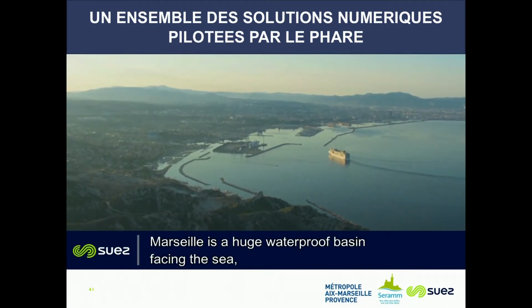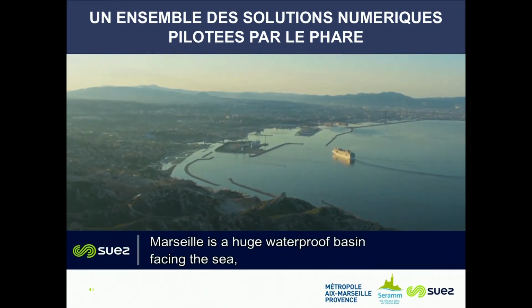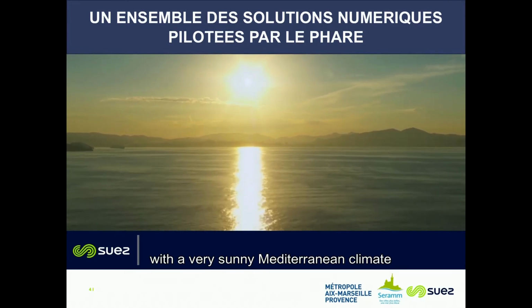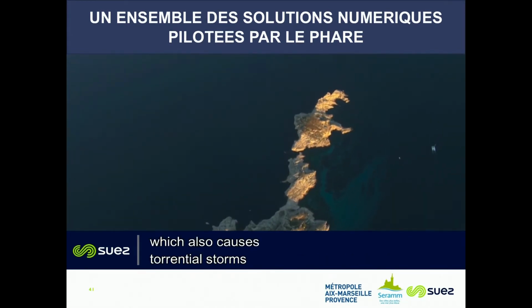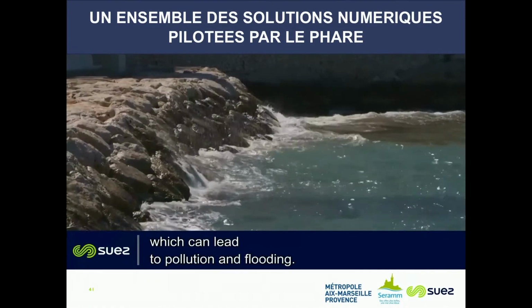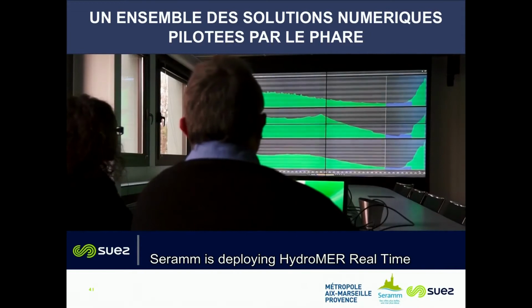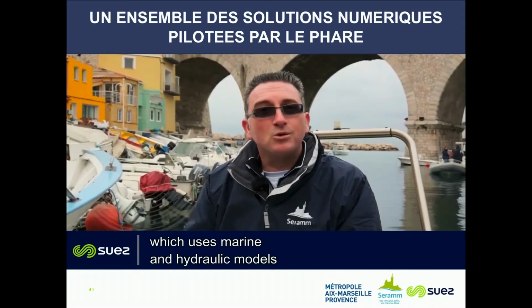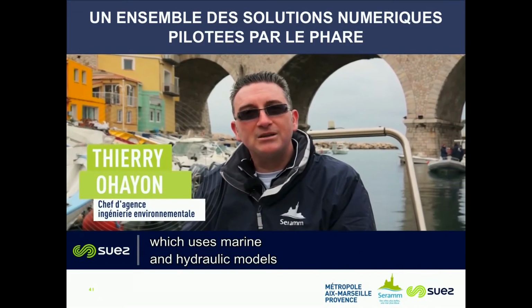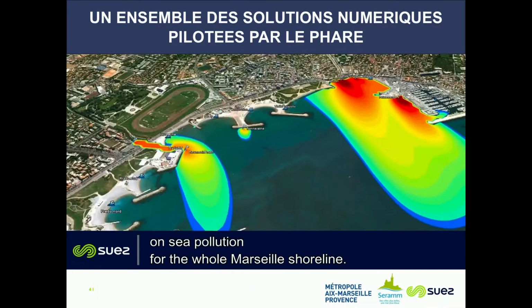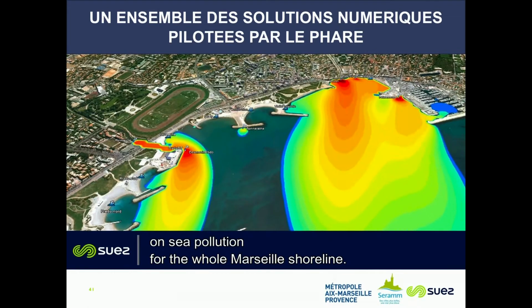Marseille est une vaste cuvette imperméabilisée, tournée vers la mer, bénéficiant d'un climat méditerranéen très ensoleillé, mais aussi générateur d'épisodes orageux torrentiels, source potentielle de pollution et de débordements. Ces rames déploient Hydromer temps réel, qui s'appuie sur le couplage d'un modèle marin et d'un modèle hydraulique, permettant de connaître à chaque instant la dispersion en mer d'une pollution sur l'ensemble du littoral marseillais.